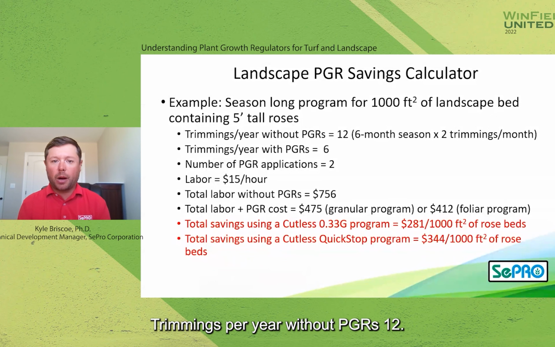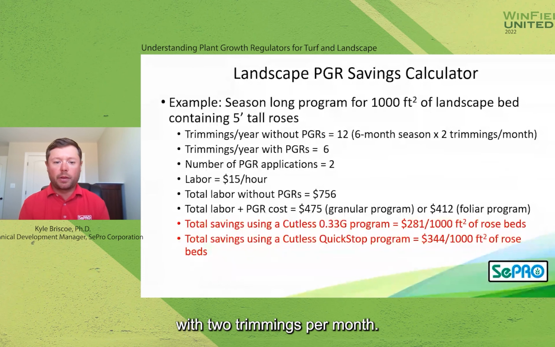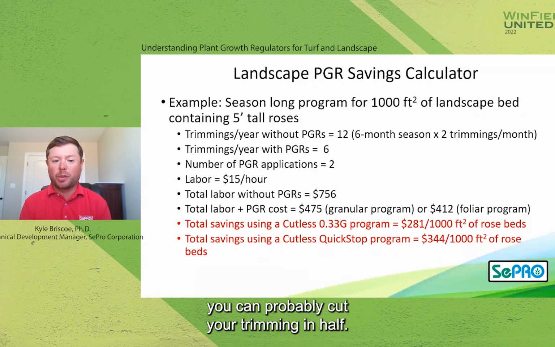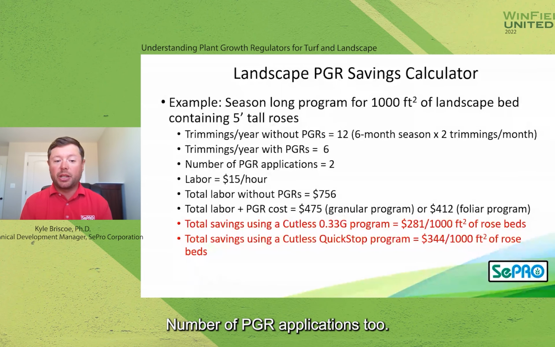Trimmings per year without PGRs, 12. So let's say a 6-month season with 2 trimmings per month. Trimmings with PGRs, again, when I mentioned using PGRs, you can probably cut your trimming in half. Number of PGR applications, 2. Labor at $15 an hour.